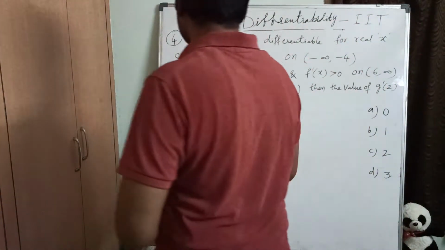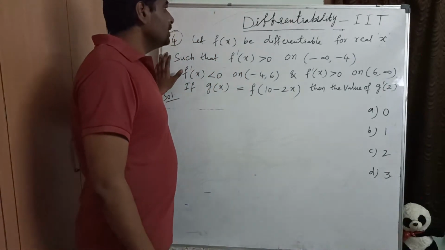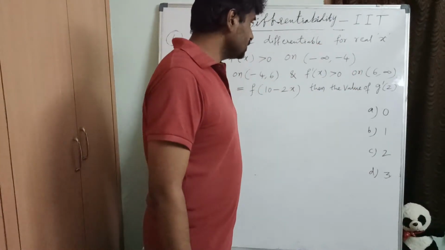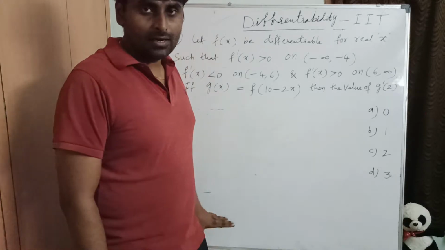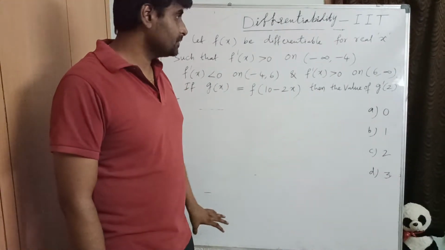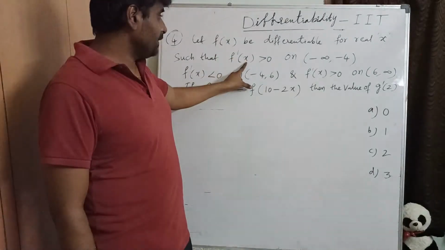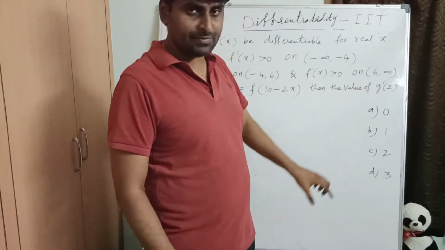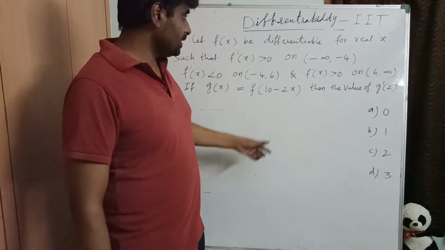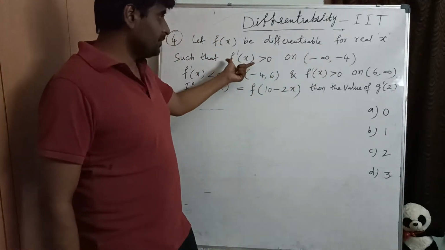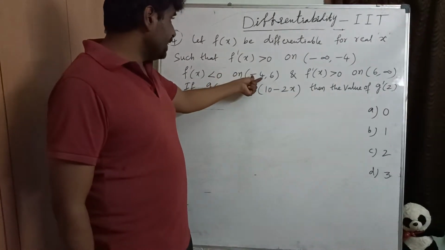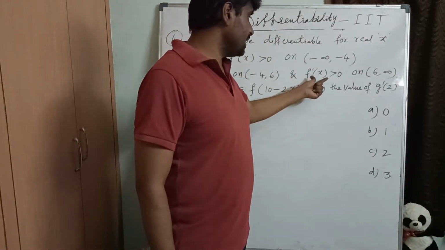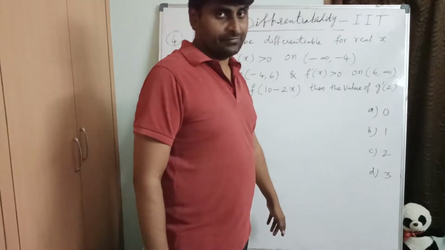Now, let us look at this problem. Question number 4. Let f of x be a differentiable function for real x. So it is differentiable for all real values, right? Such that f dash of x is greater than 0 on minus infinity to minus 4. Real values means minus infinity to plus infinity. In minus 4 to 6, f dash of x is less than 0. And f dash of x is greater than 0 on 6 to infinity.